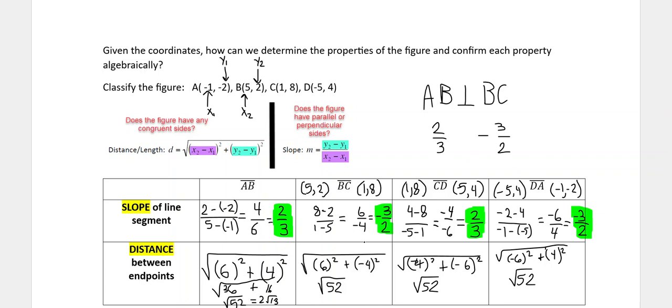So opposite sides are parallel because the slopes are the same. Adjacent sides are perpendicular, forming right angles because the slopes are negative reciprocals. All side lengths are equal. We've proved the properties of a square.